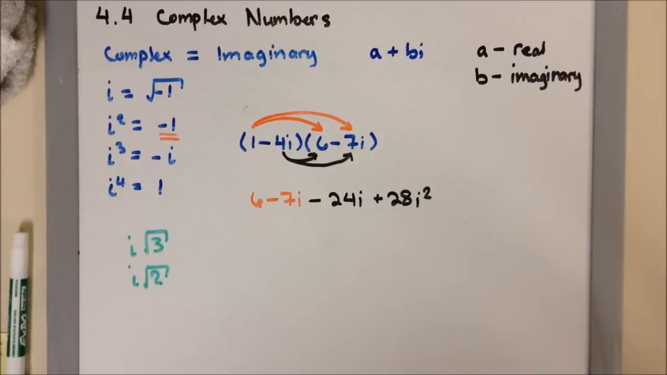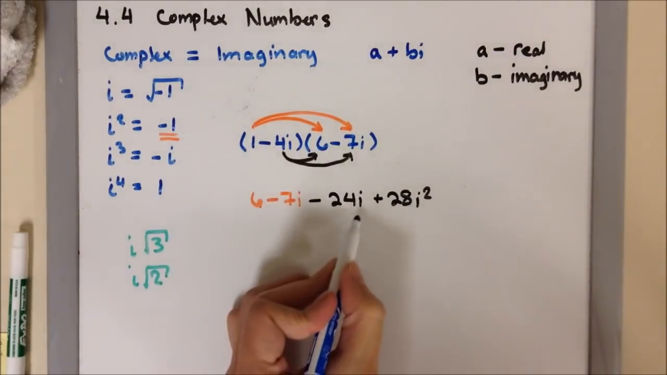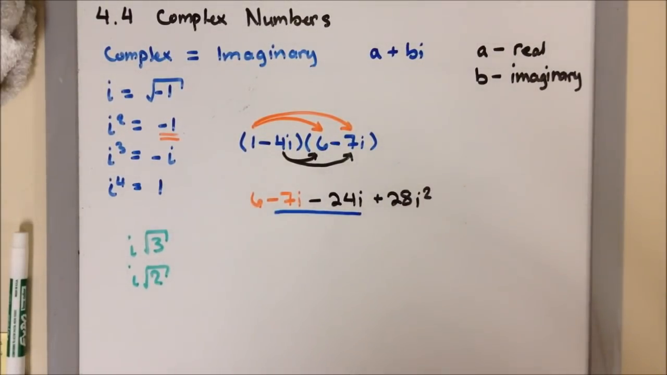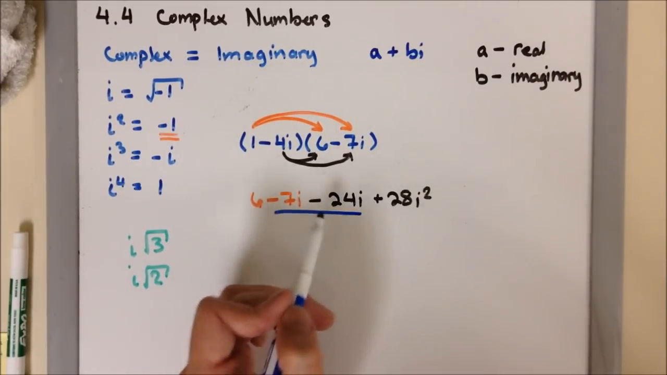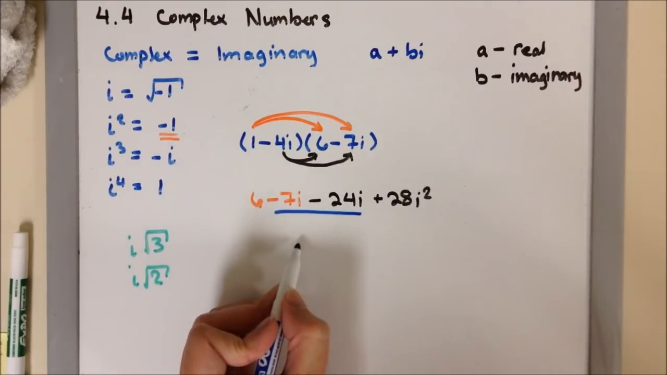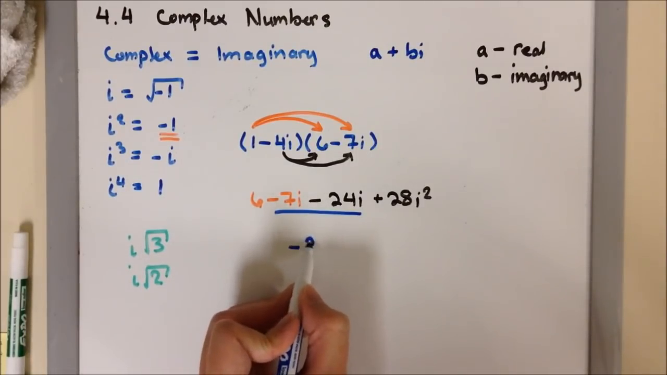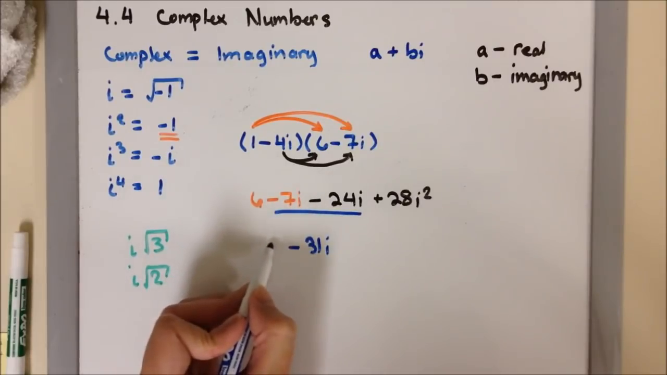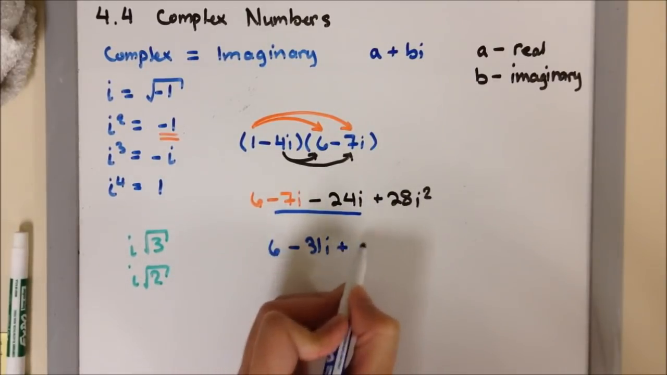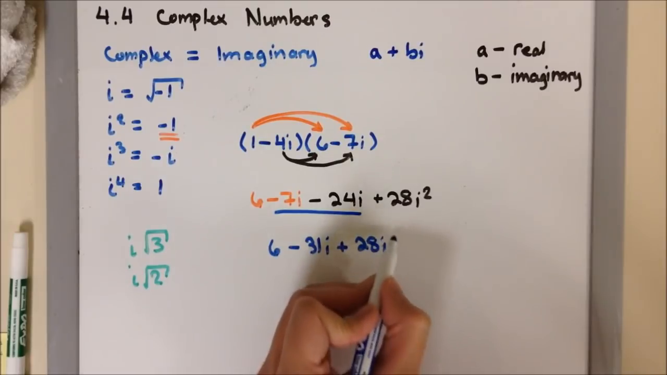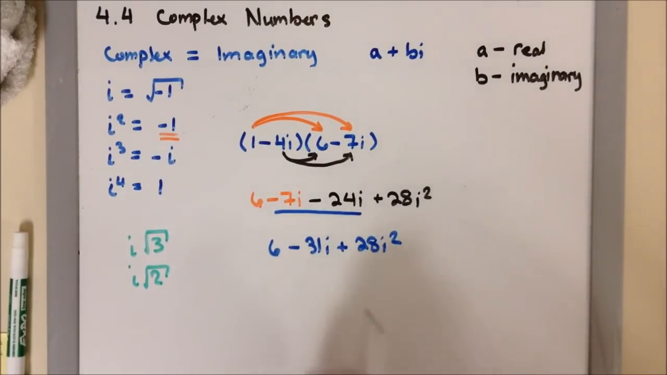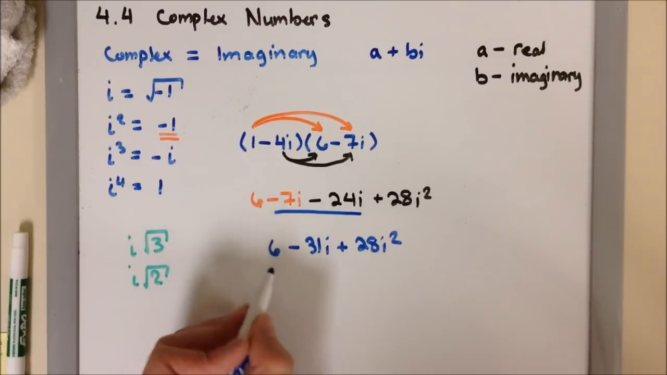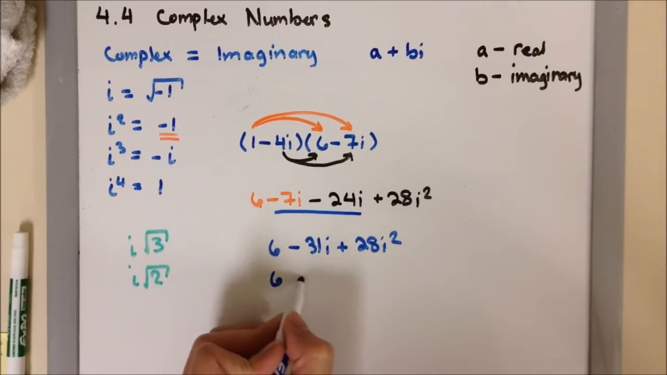Now, I'm doing FOIL, but if you would like, you are allowed to use the box method. It doesn't matter to me as long as you do it correctly. Here, I'm going to combine like terms because they both have the same i's. So negative 7i minus 24i would be negative 31i. Bring down the 6. Bring down the plus 28i squared. From there, I'm going to have to switch out my i squared with negative 1. So this will stay the same.